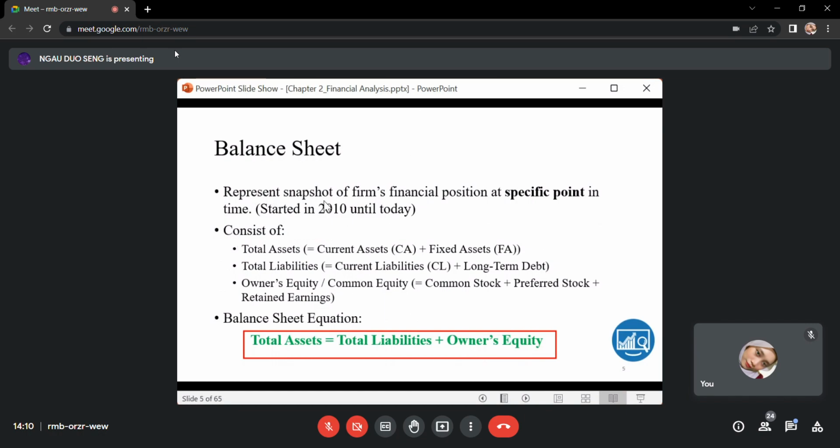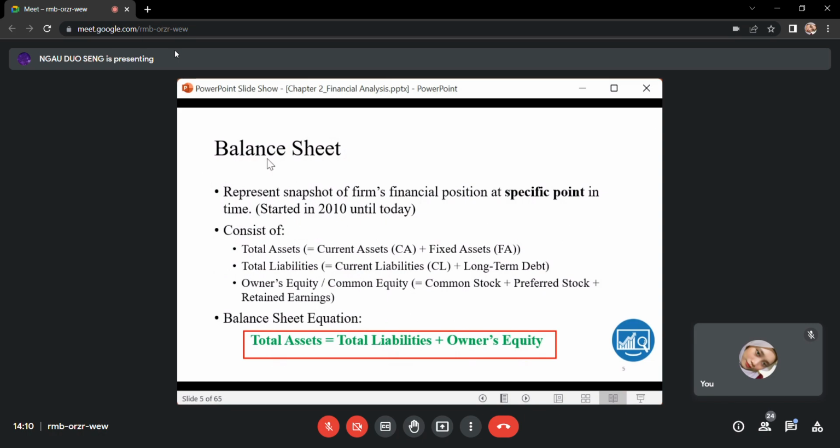It represents a snapshot of the firm's financial position at a specific point in time. Contohnya, balance sheet dia record apa? Dia record apa yang dari mula hingga sekarang. So meaning that if the company started in 2010, it will record what the company has, right, dari company itu bermula until sekarang. Or I can say the total assets, total liabilities, and total equity a company has.